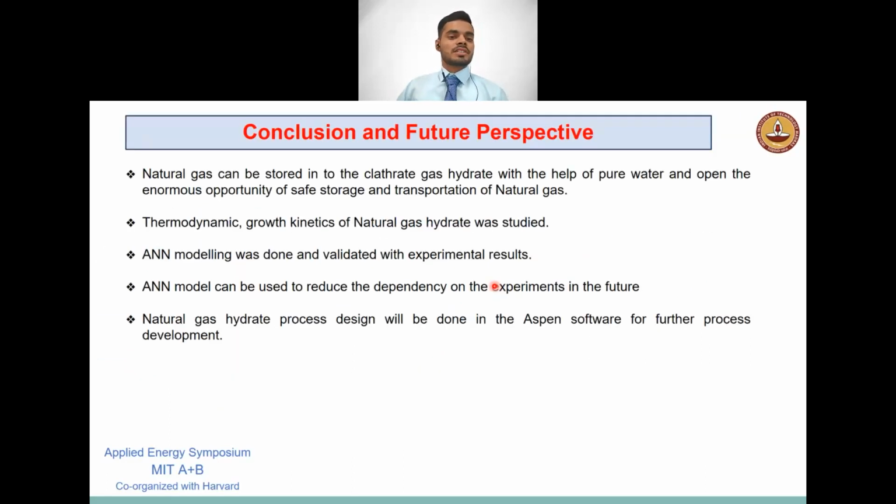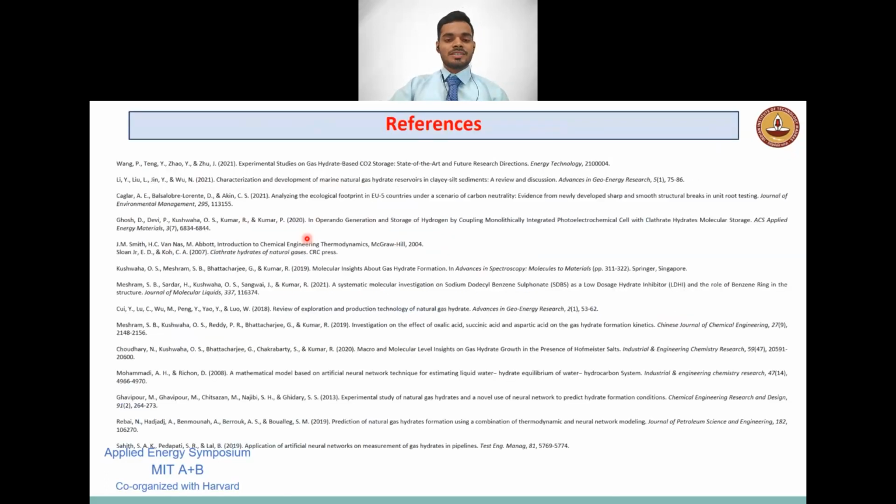Talking about the conclusions, natural gas can be stored in clathrate hydrate with the help of pure water, and it opens up enormous opportunity for safe storage and transportation of natural gas. Thermodynamic and kinetic growth of natural gas hydrate has been studied, and ANN modeling was done, which is used to reduce the dependency on experiments. And natural gas hydrate process design will be done in Aspen for the future perspective.